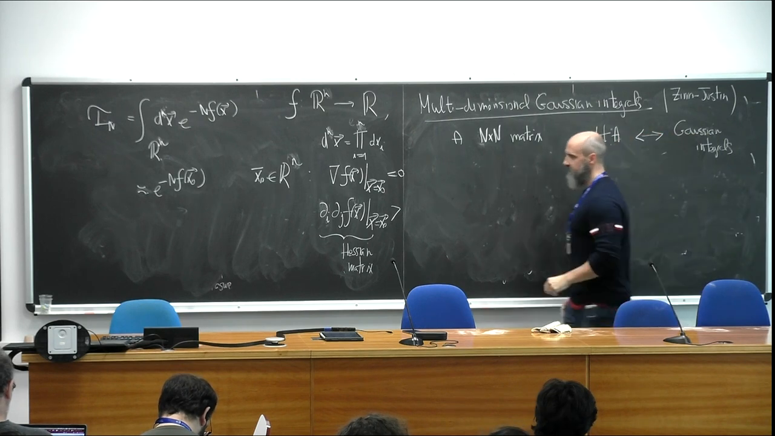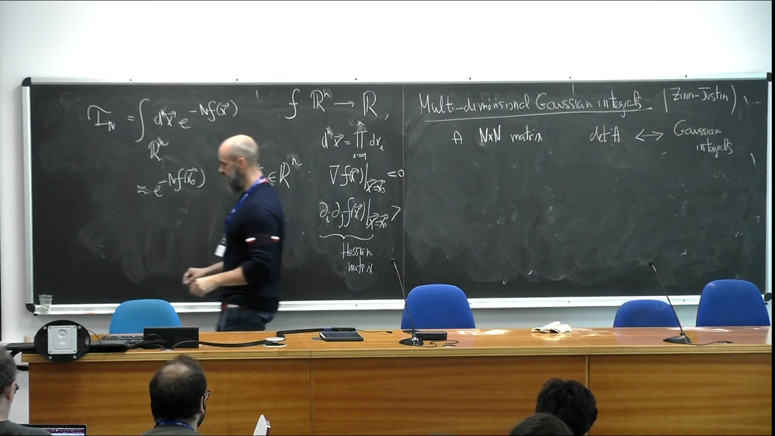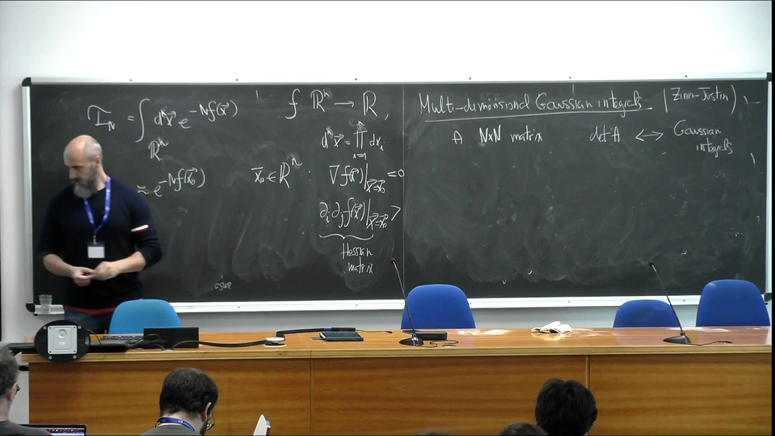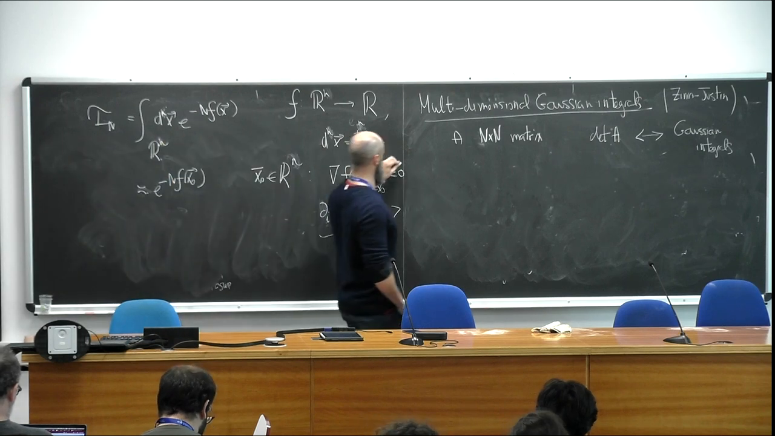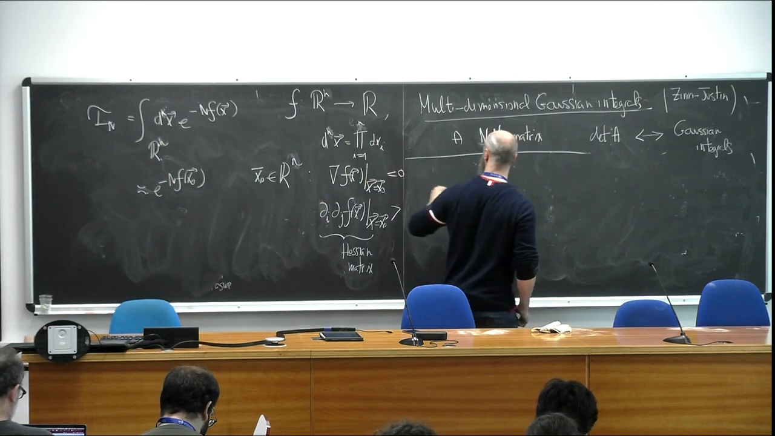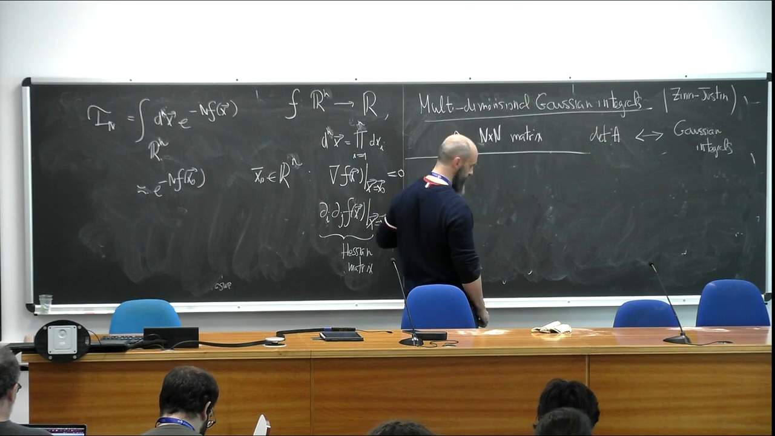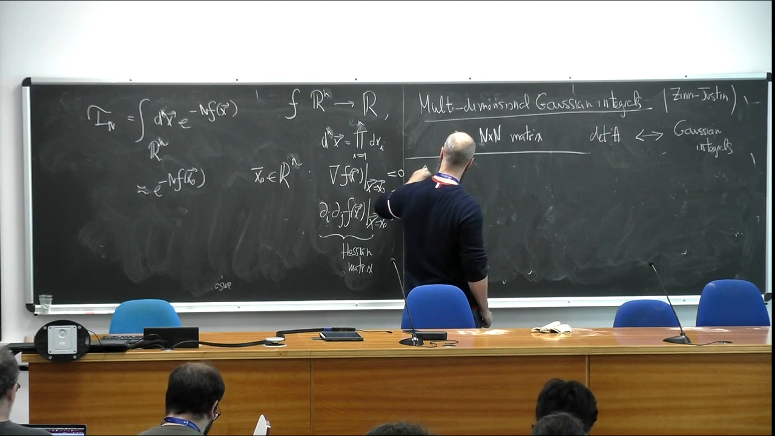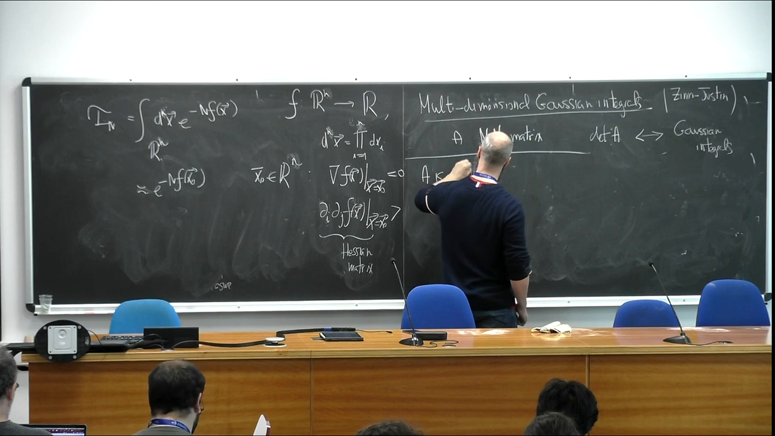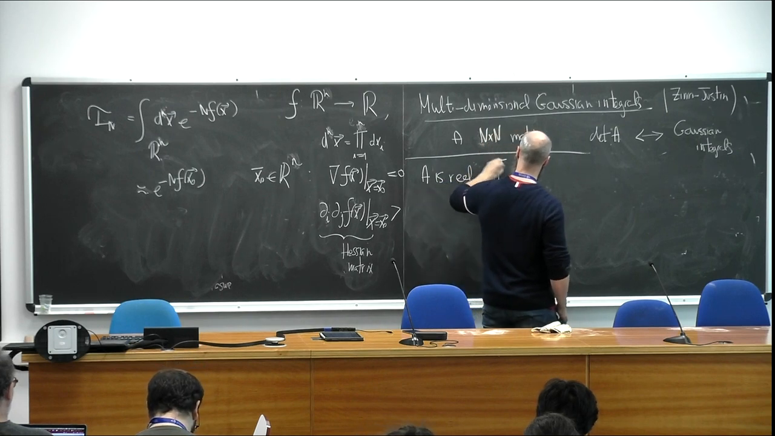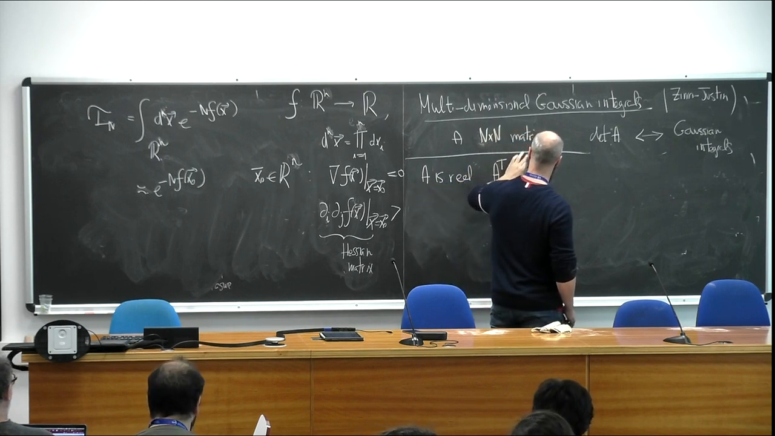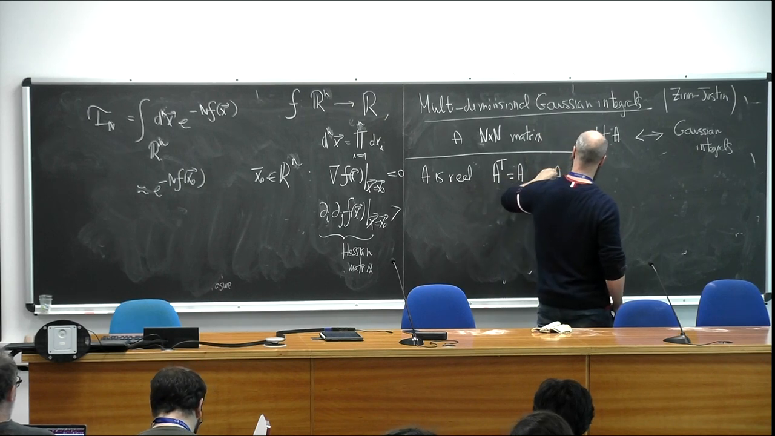So let's start with the simplest case. The simplest case is suppose that the matrix A is symmetric, definite positive. And suppose that A is real, so the entries are real. It's real, symmetric, and definite positive.